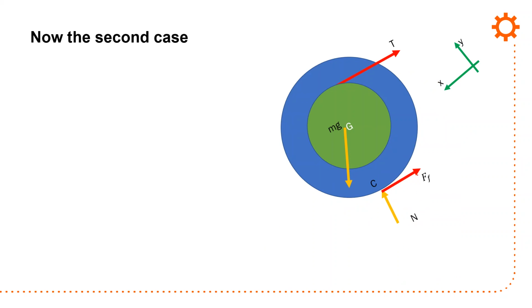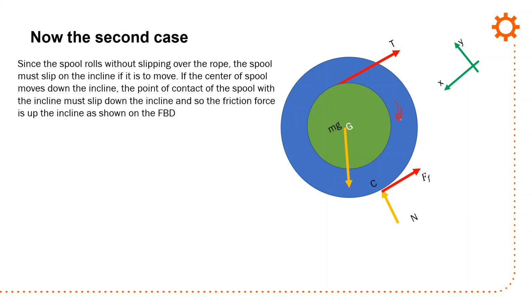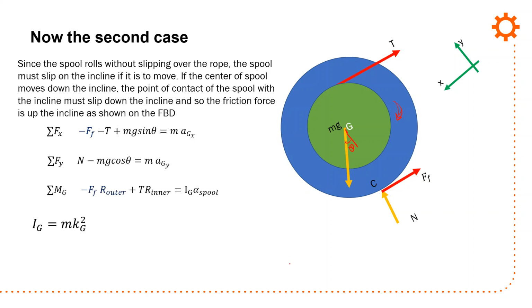In the second case, the only difference is that the force of friction is going to be acting up the ramp, and I have tension in this direction, which is going to cause motion in this direction. Again, same reason: center of spool, point of contact, all of that, and the friction force is up the incline as shown in the free body diagram. Again, I have the same angle theta over here, but I'm going to start changing some of the terms.